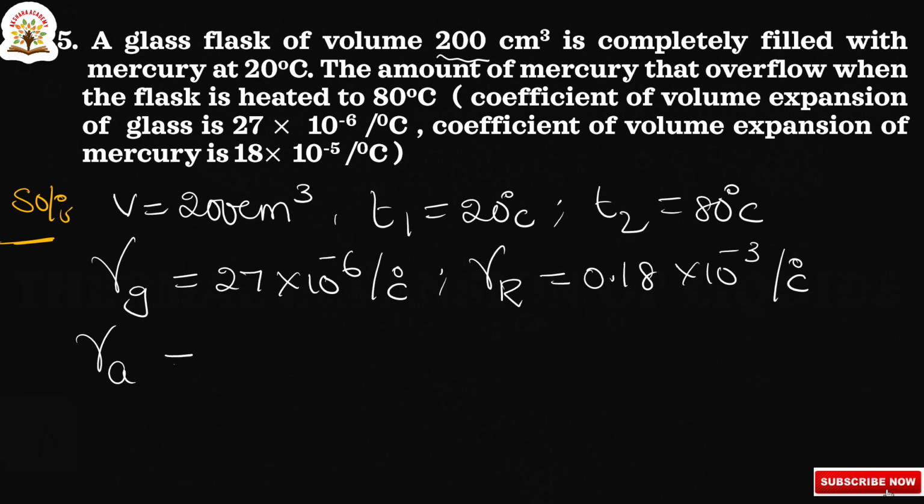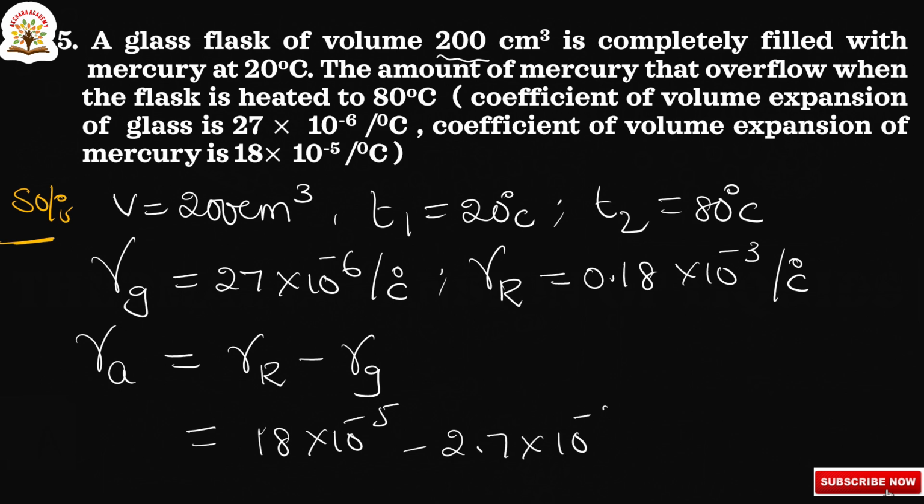So gamma A is equal to gamma R minus gamma G. That is 18 × 10⁻⁵ minus 2.7 × 10⁻⁵. Gamma G, 27 × 10⁻⁶, is written as 2.7 × 10⁻⁵. Taking 10⁻⁵ common, 18 minus 2.7 becomes 15.3 × 10⁻⁵ per °C.